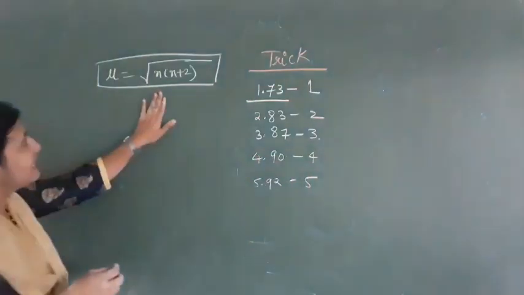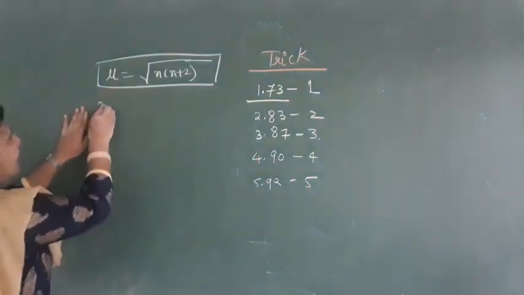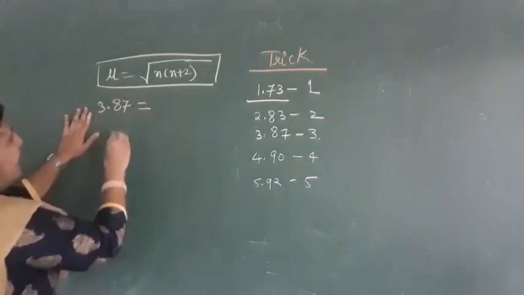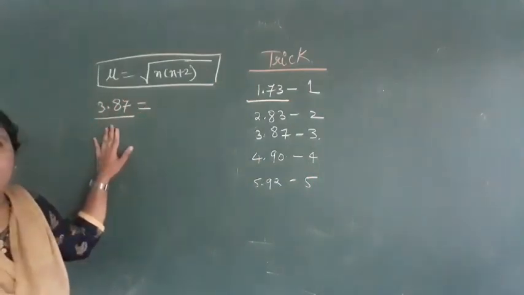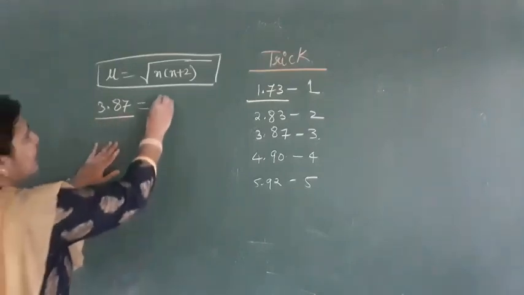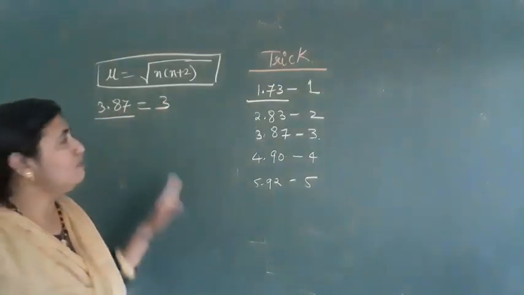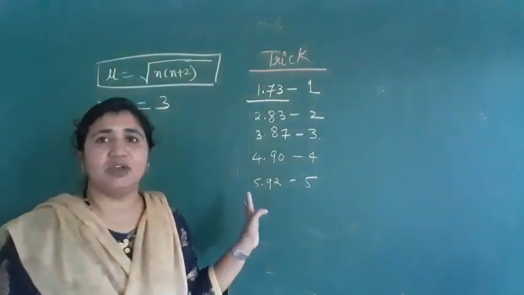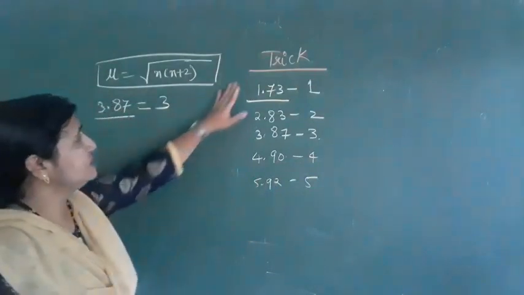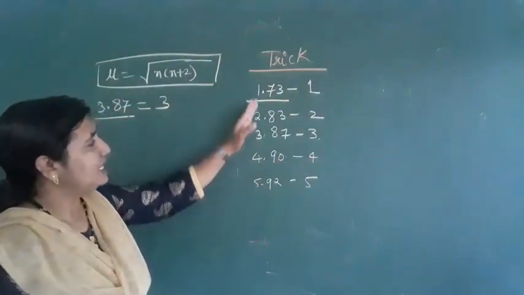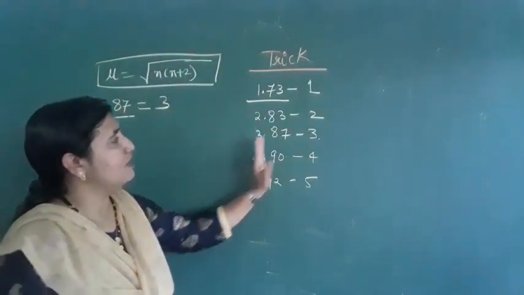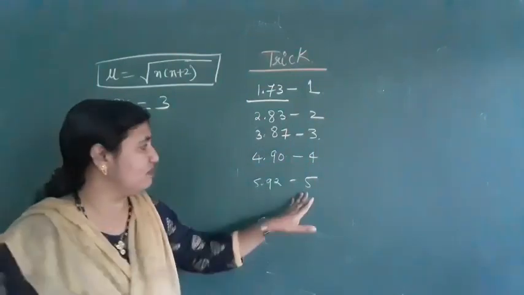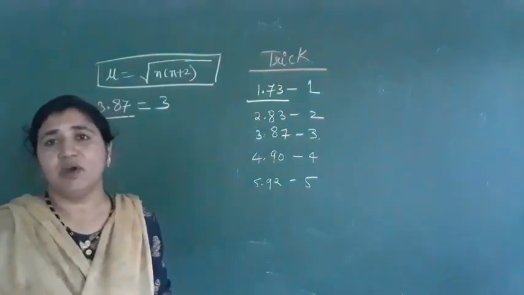So if they give the magnetic moment and ask how many unpaired electrons there are, suppose they give 3.87 and ask, then we can write that the unpaired electrons will be 3. They will not give the value in fractional form. So keep this trick in mind: if they give the magnetic moment, the unpaired electrons will be the same, and we have seen that the maximum number of unpaired electrons is 5, not more than that.